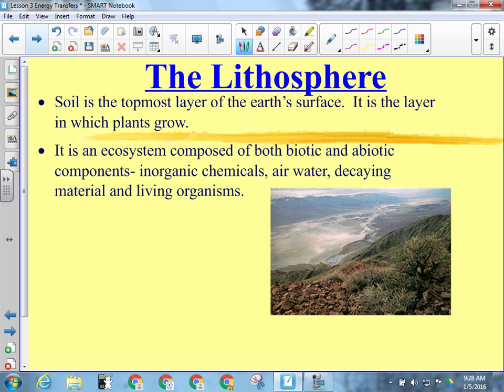So soil is made up of different things, and the reason soil is made up differently is it comes from rock. Soil is built by the decomposition and breakdown and weathering of rock. So whatever your rocks are like, that's going to determine what your soil is like.